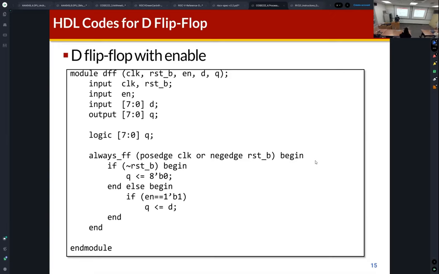So actually the SystemVerilog defines the behaviors of hardware elements. And this SystemVerilog model is called the behavioral model. Actually, SystemVerilog defines the behaviors of hardware elements right here. Okay, so if you understand the SystemVerilog syntaxes and the meaning of the syntaxes of HDL, you can easily understand the real operation of hardware.